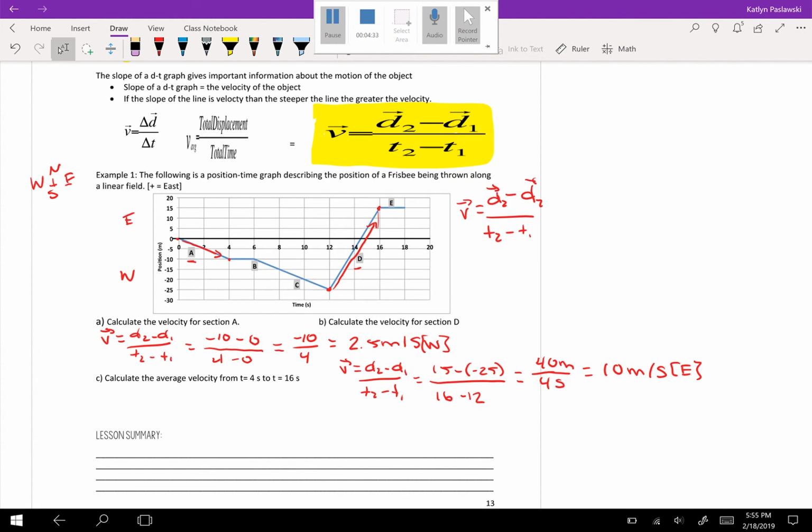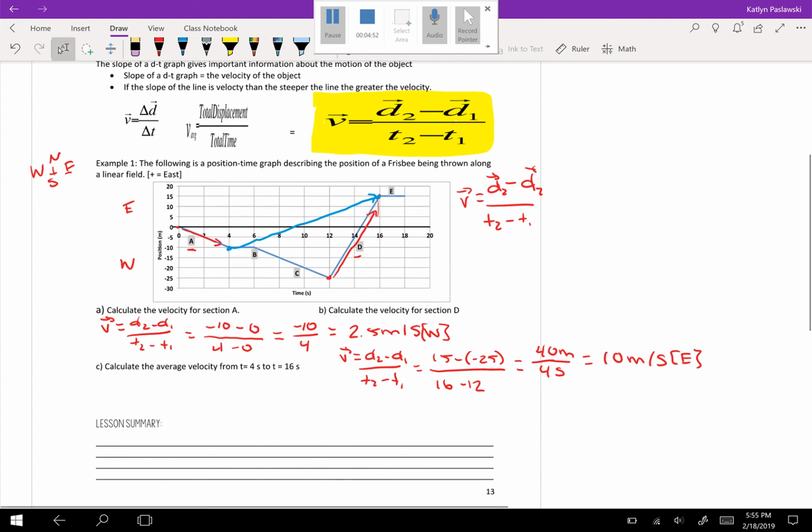So those are our 4 sections. Another way you might see the question is to calculate the average velocity from 4 seconds to 16 seconds. That would give us from this point to this point. So we're essentially looking for the average velocity from there to there. So let's use our formula. This is where you may see V avg.